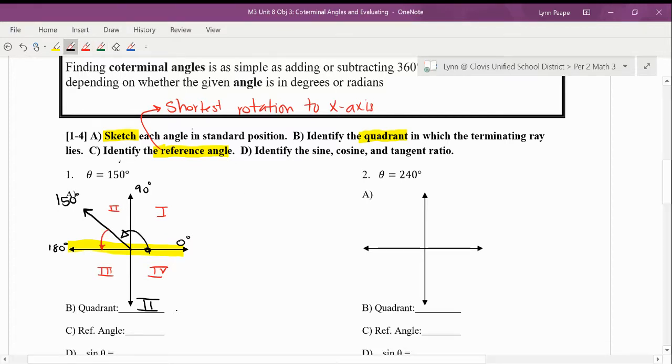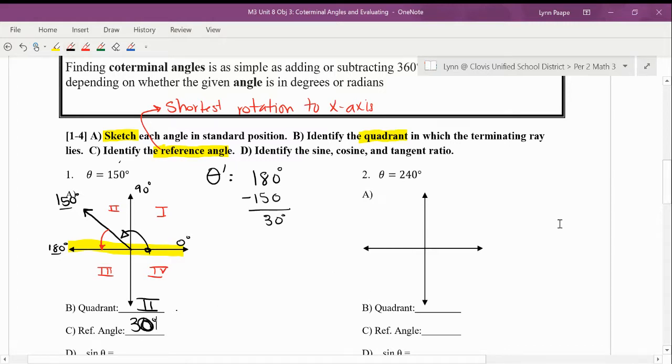So for finding the reference angle, the notation we use is theta prime. I just want to know the distance between 150 and 180. Distance meaning subtract, so I'm going to subtract those two values. And that would get me a reference angle of 30 degrees.